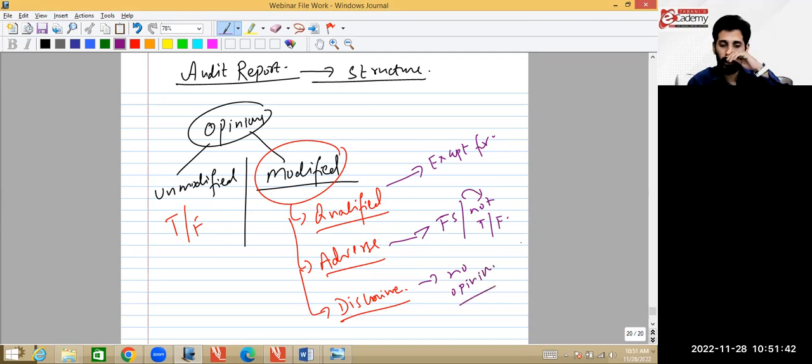Disclaimer means the auditor is not giving any kind of opinion. So these are the things. These modified opinions are covered under ISA 705. Obviously, we are not here to discuss the knowledge issue. We are here to discuss the drafting issues, right? So these are the modified and the unmodified opinions.